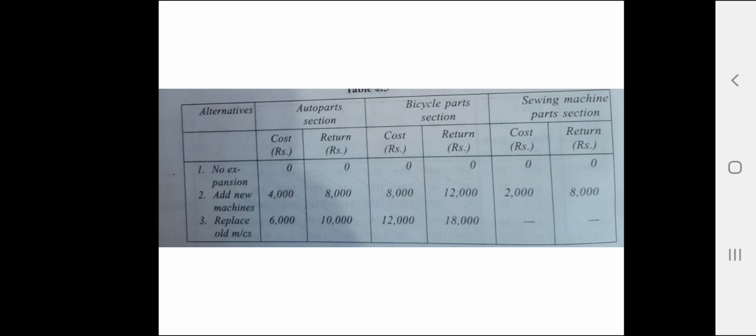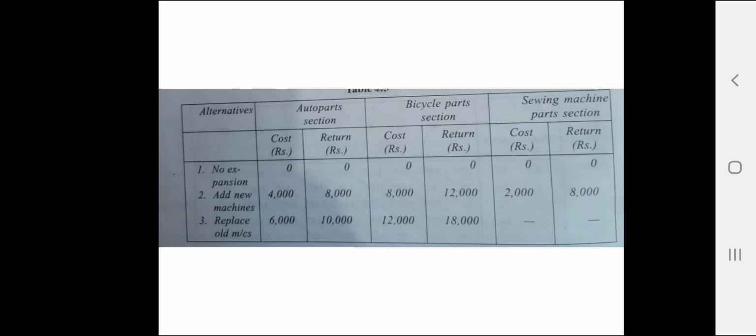This is the given question, the capital budgeting problem. What is required? It is required to find the expansion plan which may yield the maximum return. Select a set of expansion plans, meaning for automobile parts whether to replace or add new machines, for bicycle parts how many additions are required, and for sewing machine how many new machines are required to purchase. So this plan is required which may yield the maximum return.